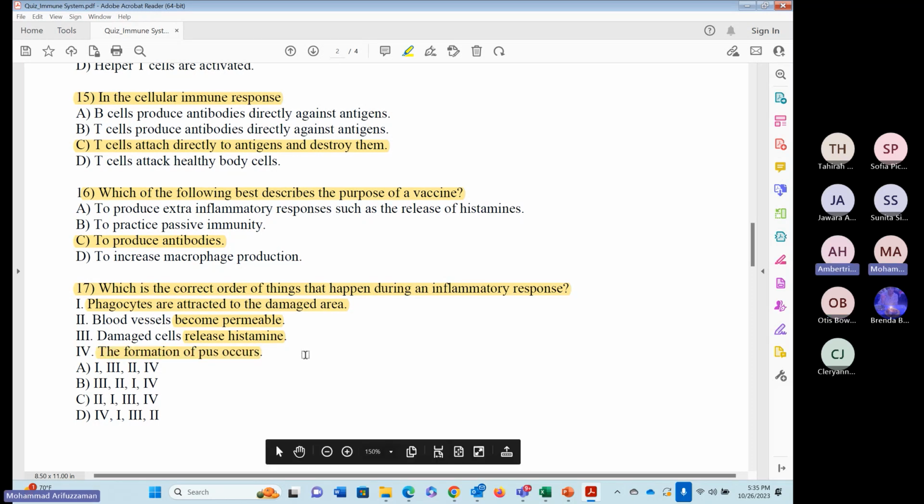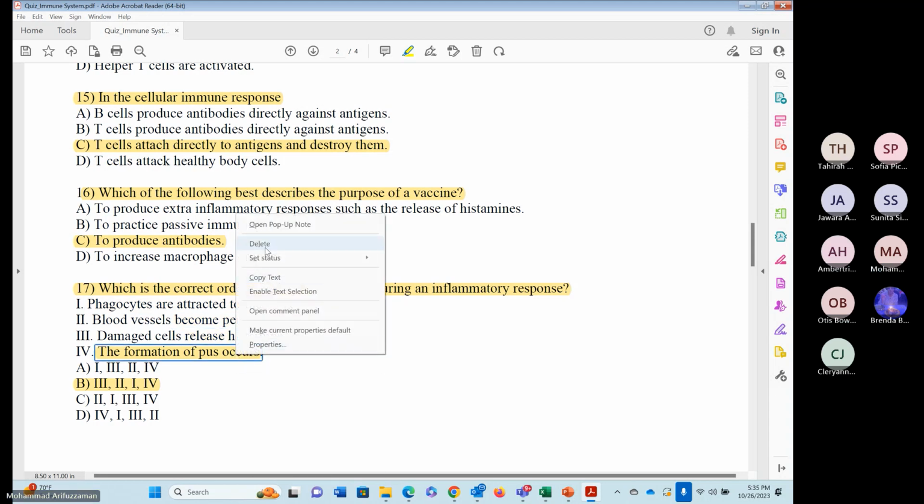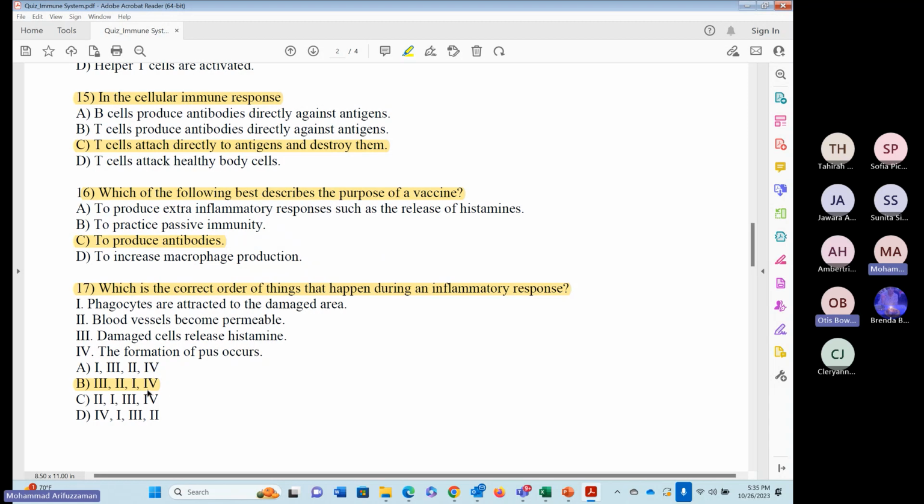Then the formation of pus occurs. Now I'll give the answer. It should be B: 3, 2, 1, 4. That will be the sequence of events. You will find this format in the TEAS exams, the sequence of things that happen during the inflammatory response. That's why I mentioned histamine here.